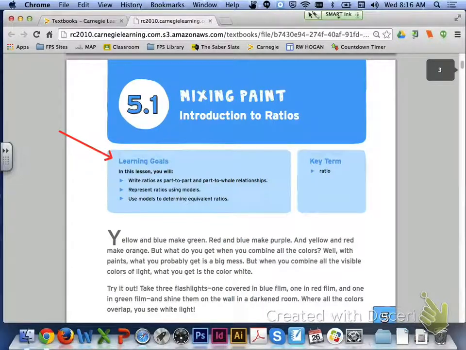If you take a look at page 307, in 5.1, our learning targets for today, we'll be writing ratios as part-to-part and part-to-whole relationships. We'll be representing ratios using models, and we'll be using models to determine equivalent ratios. One key term in 5.1 will be ratios, so please make sure that you're marking your text in order to get a good understanding of the definition of a ratio.